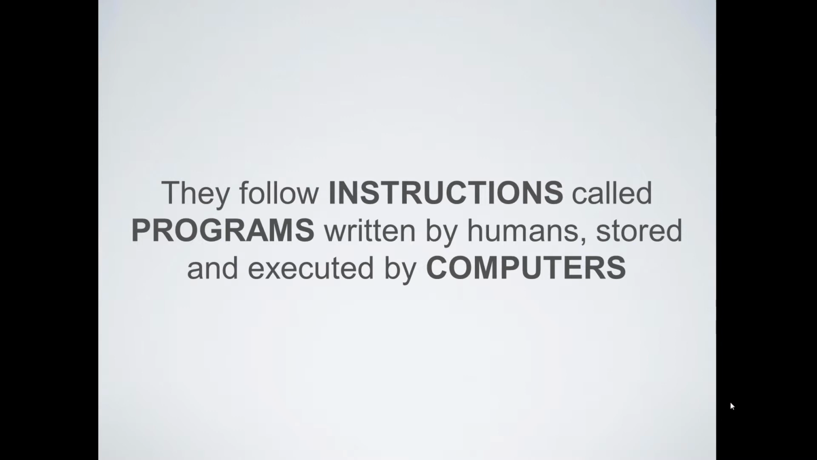But the instructions that robots get are called programs. And these programs are written, so we write them on computers. So human beings can write these programs on a computer, and then they can send them to the robot, and the robot will follow the instructions. And again, look, these programs are stored on a computer, and they're executed by the computer, which means that they are run by the computer.